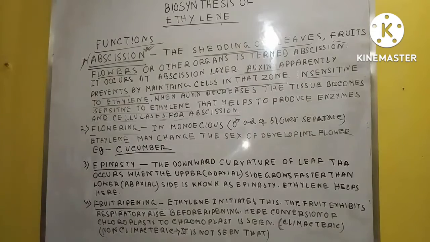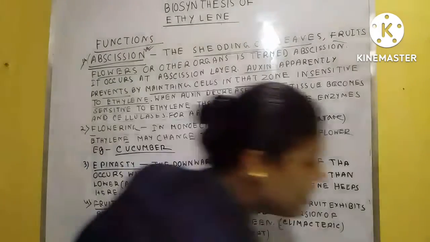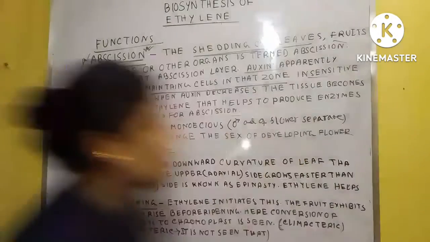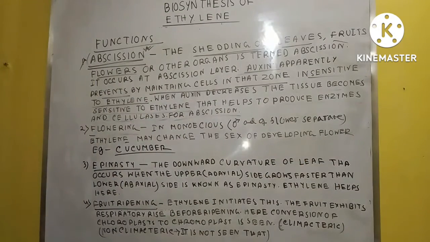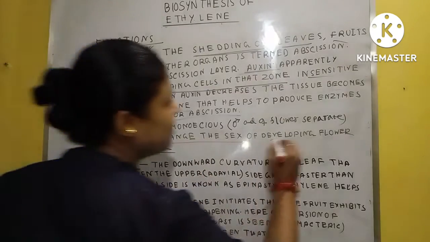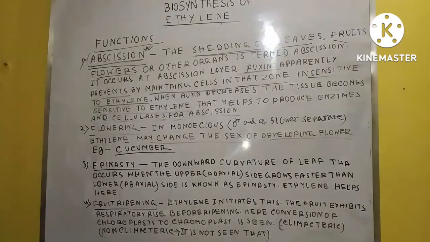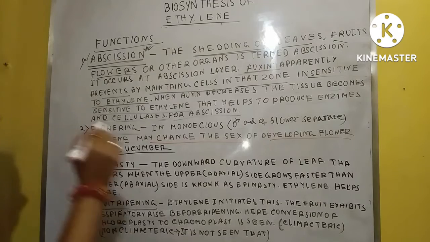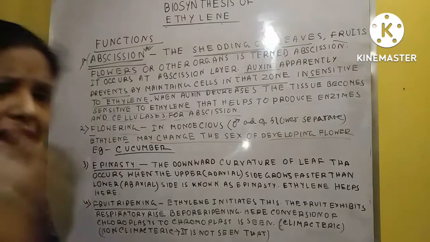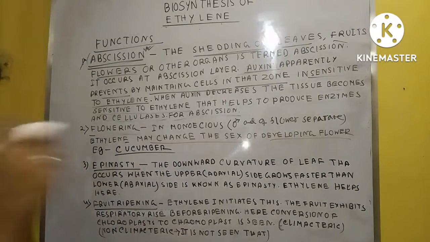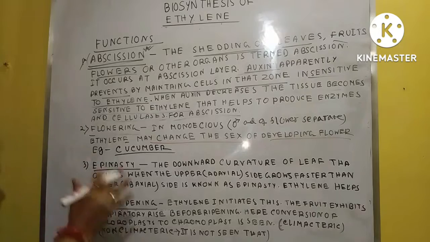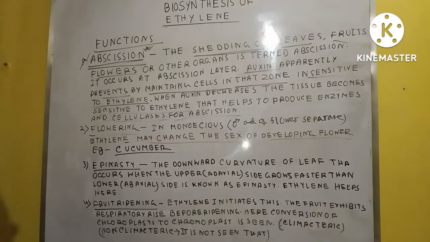The second one is flowering. It is ethylene that helps in the flowering process. So how does it help? It may change the sex of the developing flower. That means ethylene has the capacity to change or convert the sex. It converts the male flower into a female flower.